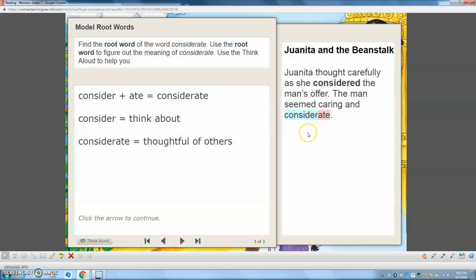Take away the ate that they added on as the suffix, and we know that considerate might mean thoughtful of others, because consider means to think about something. So knowing the root word consider means to think about something, then using the clues, the man seemed caring and considerate, means that you're caring for other people, you're thoughtful of others.